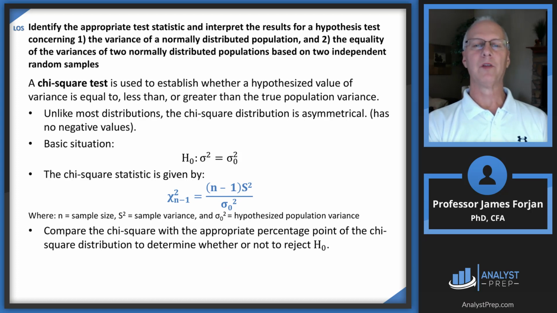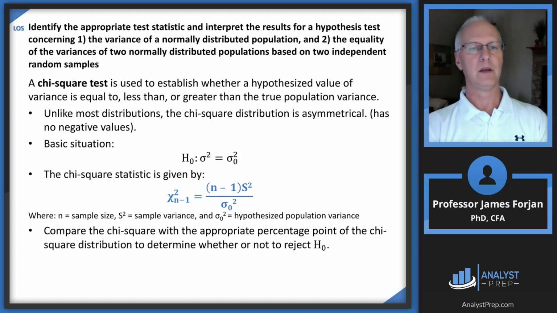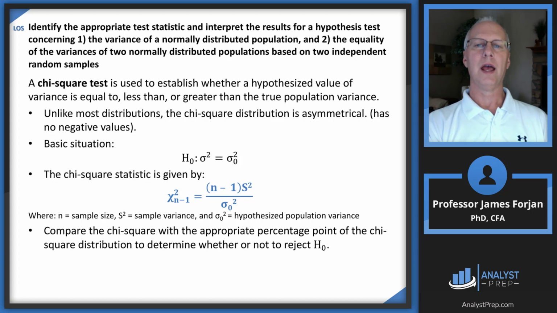What happens if we want to substitute the mean that we've done so far with t and z, and we want to do some tests on the variance? When we do variance tests, we bring in the specter of a chi-square. A chi-square test is used to establish whether a hypothesized value of a variance is equal to, or less than, or greater than a true population variance.